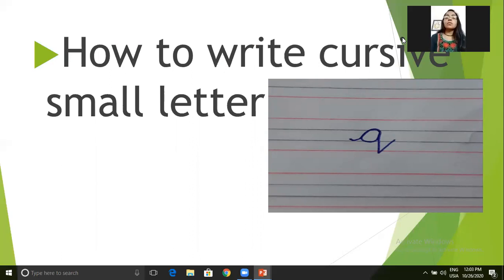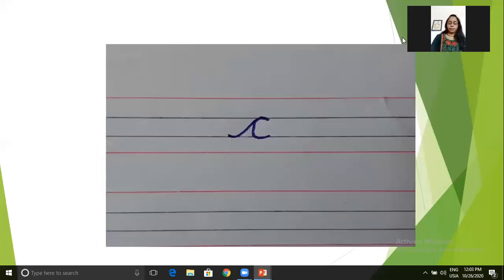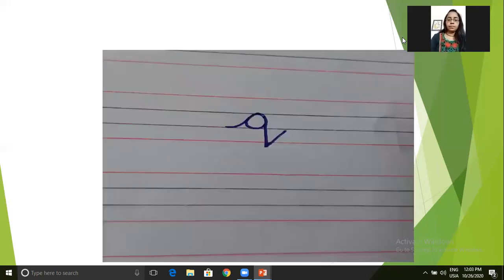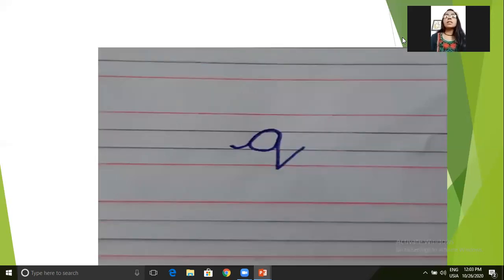How to write cursive small letter q. Here you have already learned c, no? The same way, first you will write c, from the third line, make a slanting line, okay? Make a c, again make a c, then a straight line, and a slanting line upwards, touch the third line. This is q.